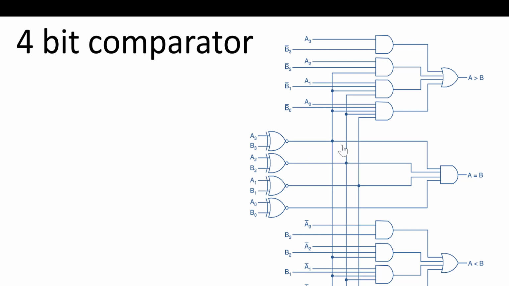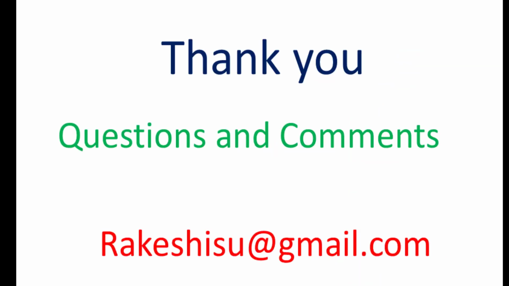The four XNOR gates at the bottom produce A equals to B, the circuit above produces A greater than B, and the circuit below produces A less than B. You can take a pen and paper and cross check your data. You take some arbitrary data and try to cross check your circuit. So this is all for today's lecture.